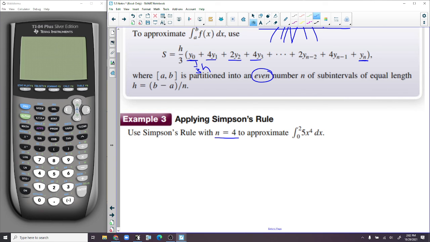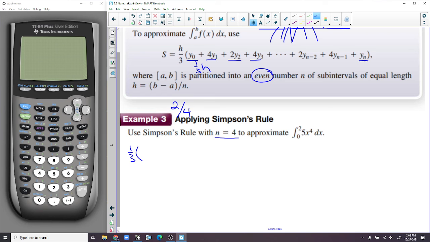So we're going to use Simpson's rule with n equals 4 to approximate the integral from 0 to 2 of 5x to the 4th. So if we're going from 0 to 2, 4 subdivisions, each is a half, right? 2 units cut into 4 pieces.